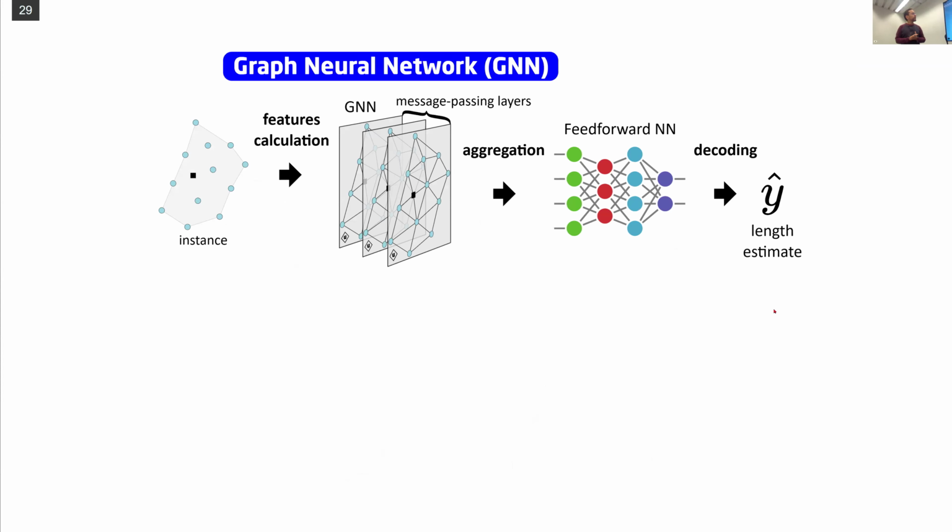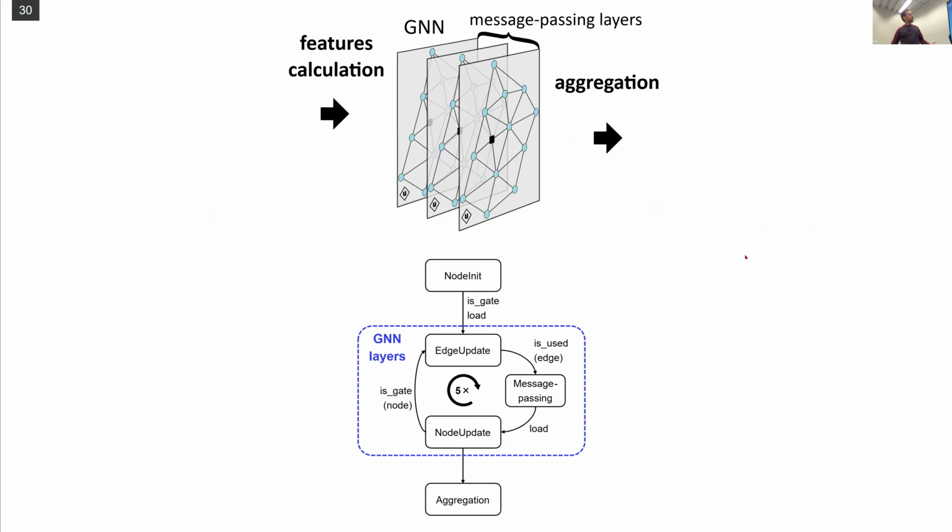So the graph neural network is taking those features, doing a few message passing layers, then aggregating the results, and feeding another feed-forward neural network, which uses those global properties I mentioned before. So the feed-forward also sees those global property features, and then you get a length estimate. And if you look closer at the message passing layers, there is alternating edge update and node update.